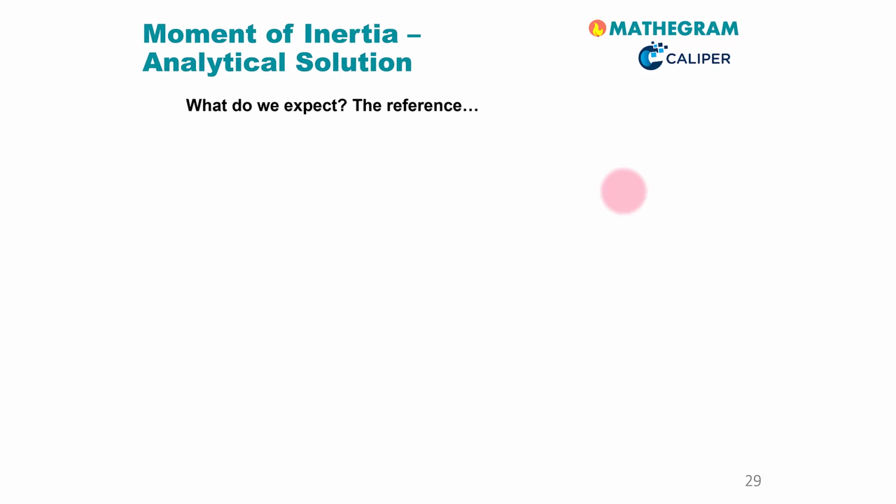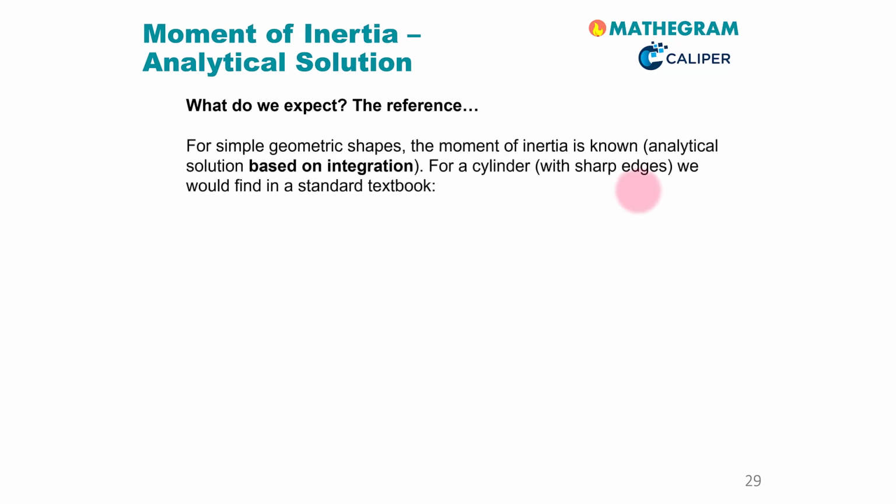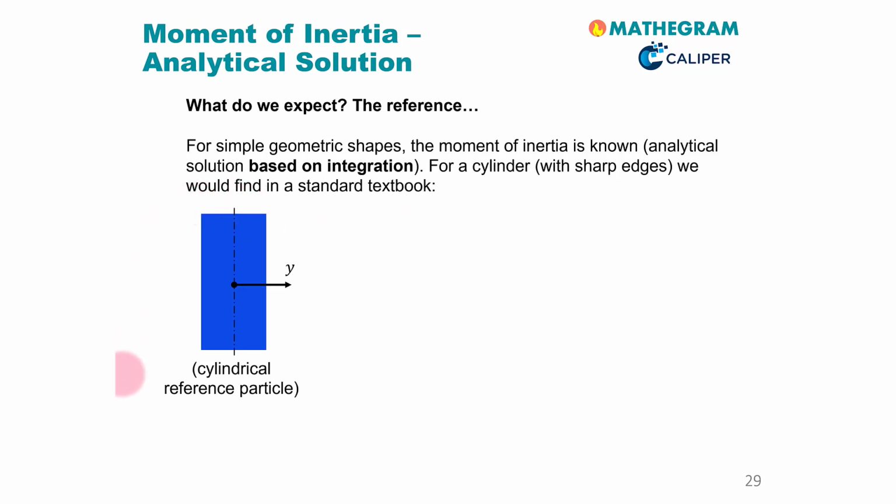Let us first think about what do we expect for the dowels. Let us calculate a reference moment of inertia. For such simple geometric shapes, the moment of inertia is known from an analytical solution of its definition. For example, for a cylindrical reference particle with lengths 4r and radius r, we find in any textbook that the moment of inertia with respect to this axis here is nothing else as the mass of the particle multiplied by this term here. So you see that both the radius and the length of the cylinder matter.